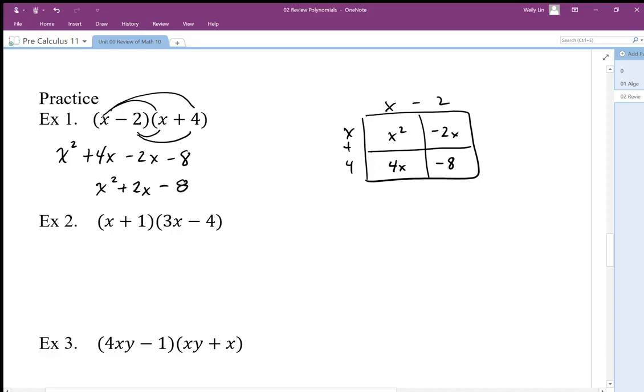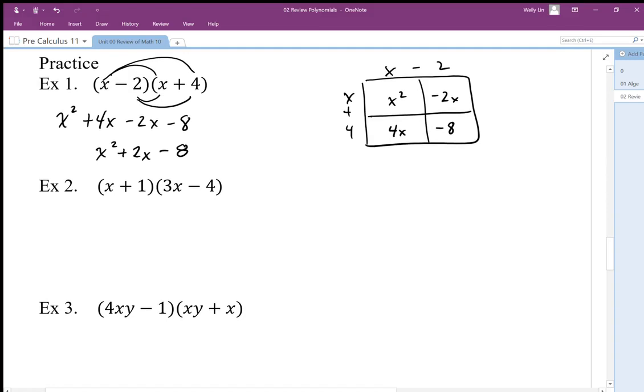So this one here, same thing. Now, we don't want to always be drawing out the rectangles, so we want to get better at multiplying this out and keeping track of things. First, outside, inside, last. And then we want to combine our like terms.